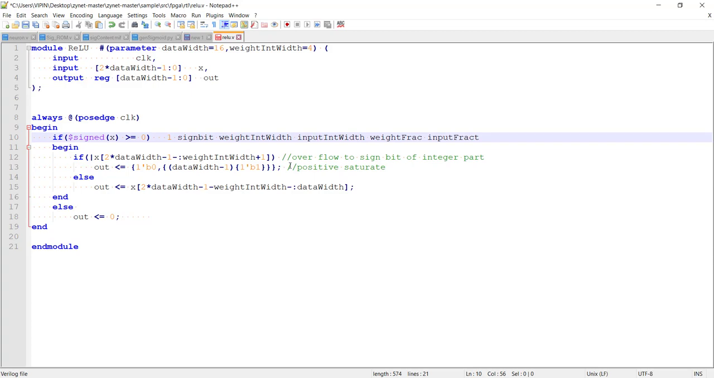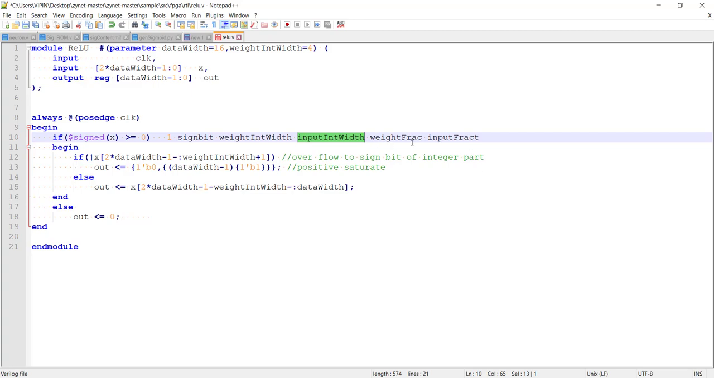If there is no overflow, what I can do is take this part, starting from this part, all this integer part, and input frac, those many bits, and just assign it as output. So that's what is done here. We are not just taking the upper data width part. Instead, we are starting from 2 times data width minus 1 minus weight int width. So that represents these many bits. These many bits we are discarding, and we are starting from this part until the data width part, which will include this input int width plus input frac bits.